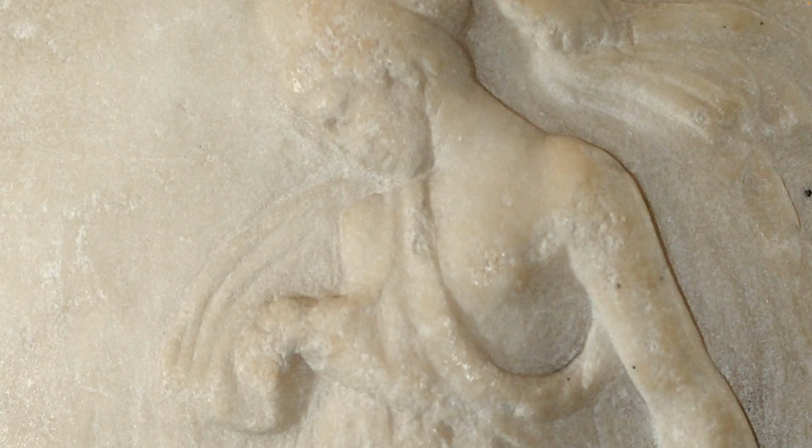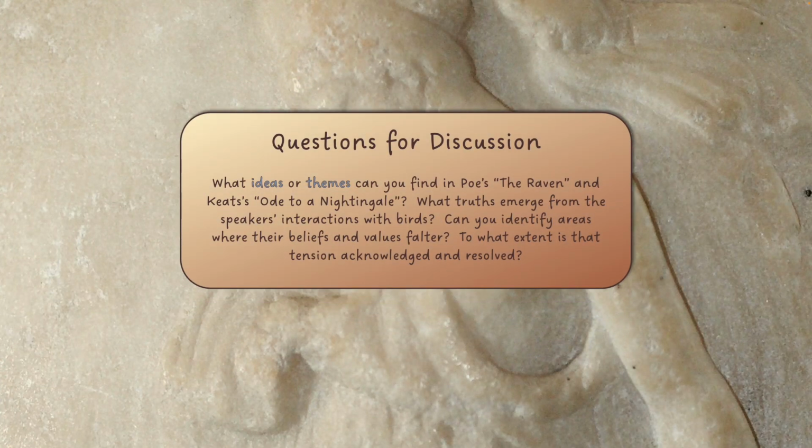So some questions for you to think about. What ideas or themes can you find in Poe's The Raven and Keats's Ode to a Nightingale? What truths emerge from the speaker's interactions with birds? Can you identify areas where their beliefs and values falter a little bit? And to what extent is that tension acknowledged and resolved?